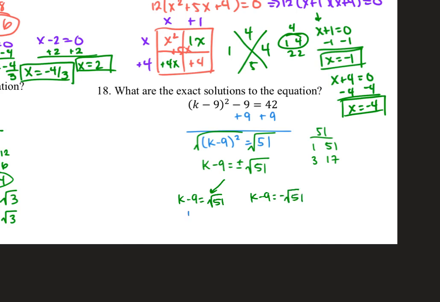So now we need to solve, so we're going to add 9. So I end up with k equals 9 plus square root of 51. That's one solution. And the other one is k equals 9 minus square root of 51. There's my two solutions.